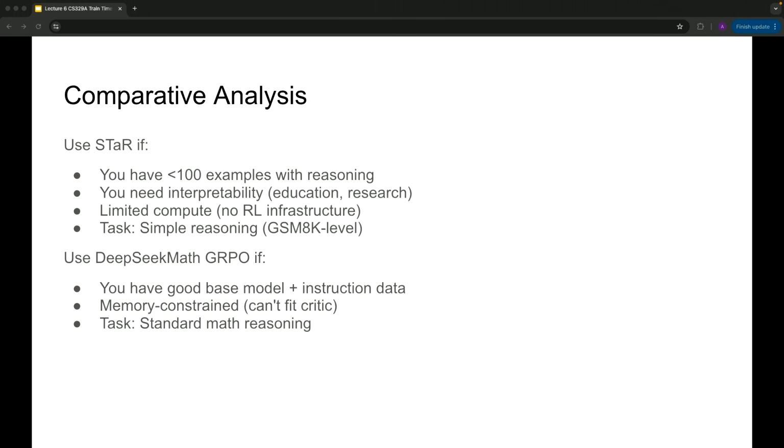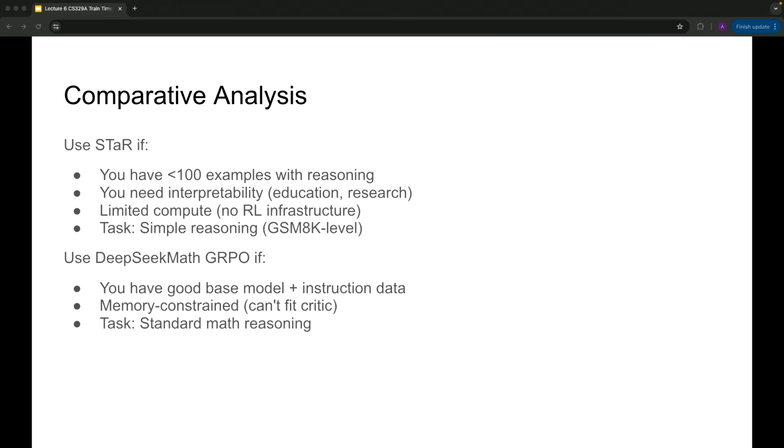So if you were to compare the three different techniques that we talked about today: if you only had a few examples, like 100 examples with reasoning, and you are just playing around with a model and you don't have RL infrastructure, STaR is a pretty good way for you to start getting the model to reason. And simple reasoning tasks like GSM8K will see a reasonable amount of improvement there, maybe not phenomenal, but you're still staying within what the model was capable of.